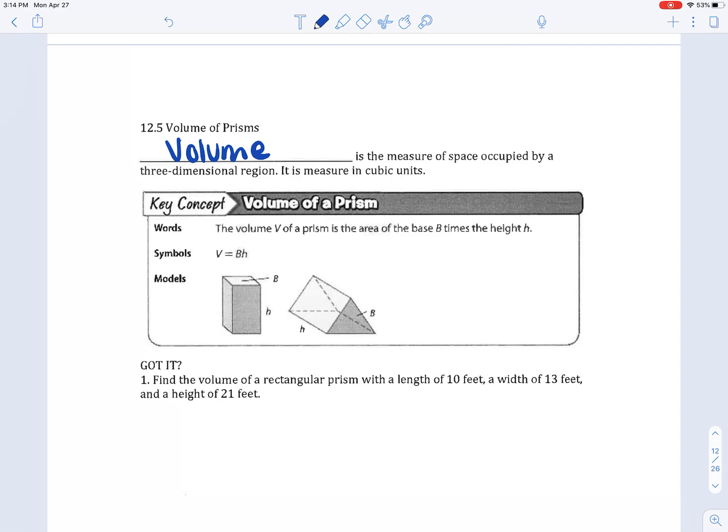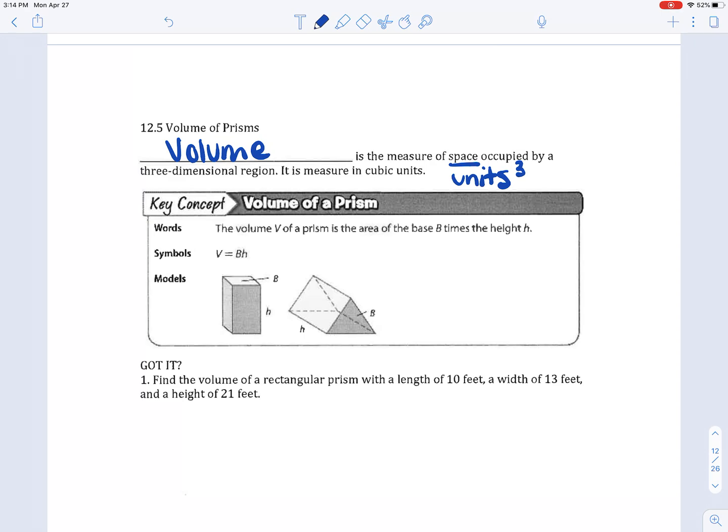So we've been doing area so far, and area is like you're covering something or wrapping it in wrapping paper. Volume means you're filling it up. It's the amount of space inside. It is measured in cubic units. So whatever our units are for volume, they are going to be cubed.